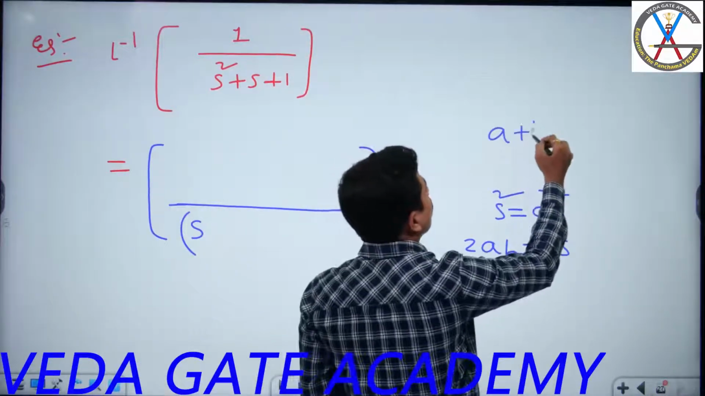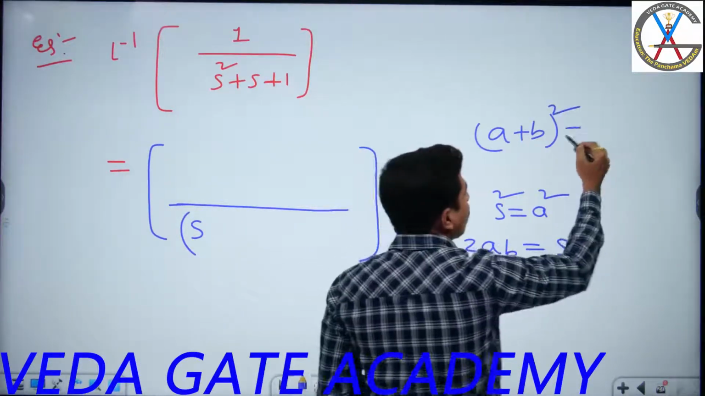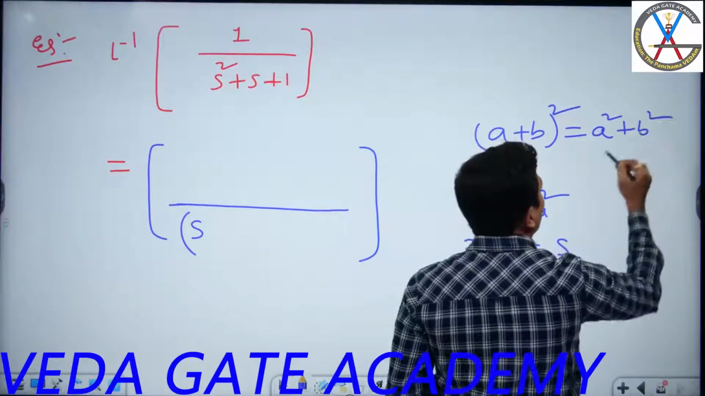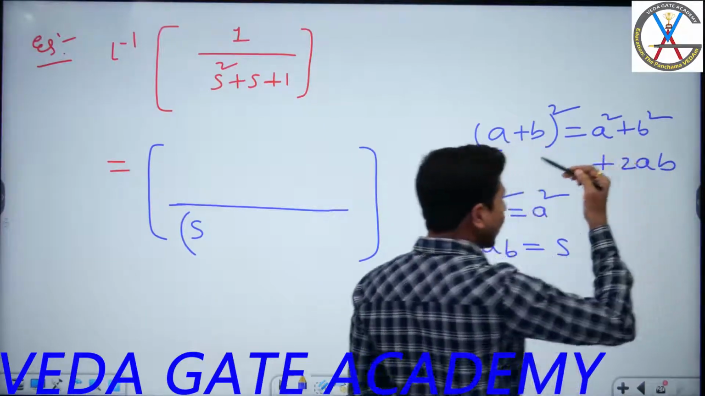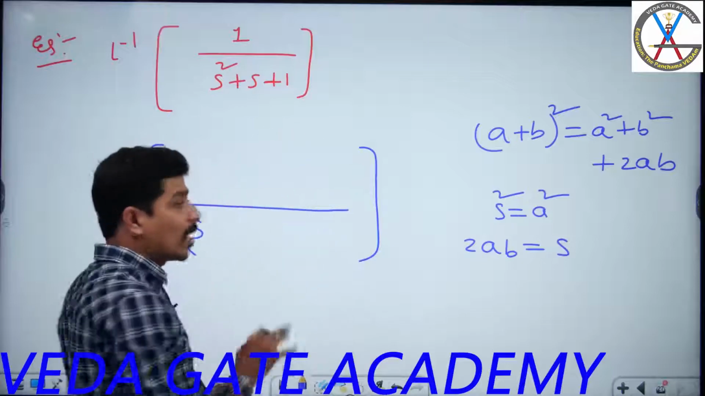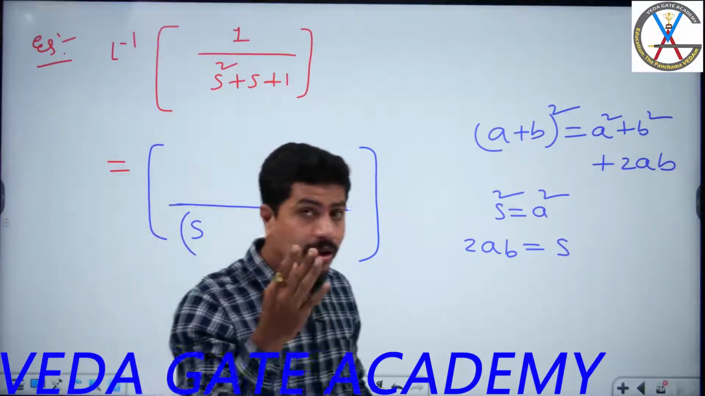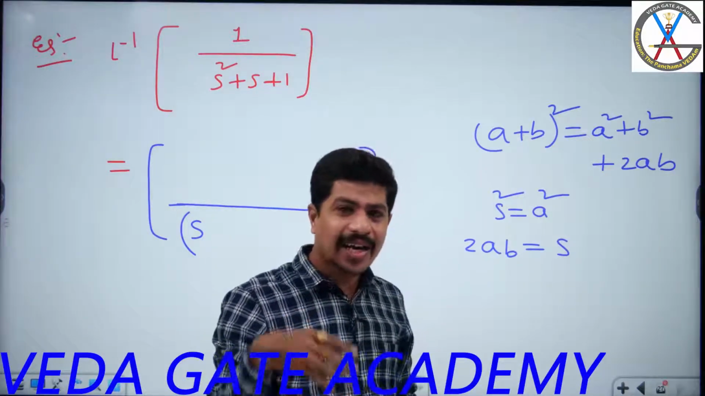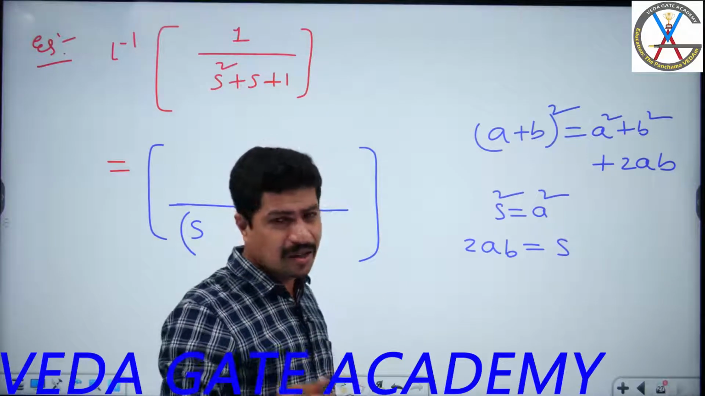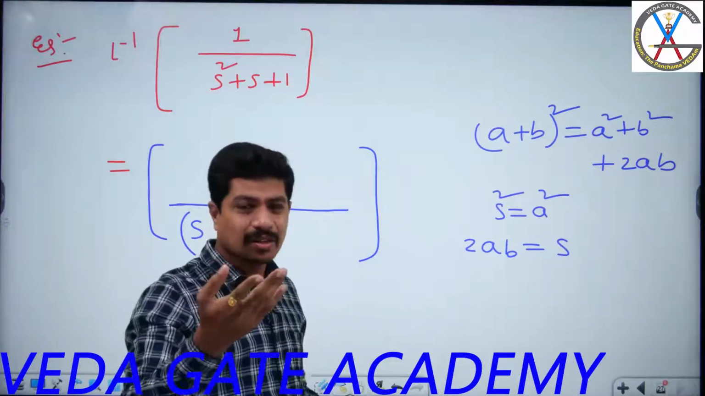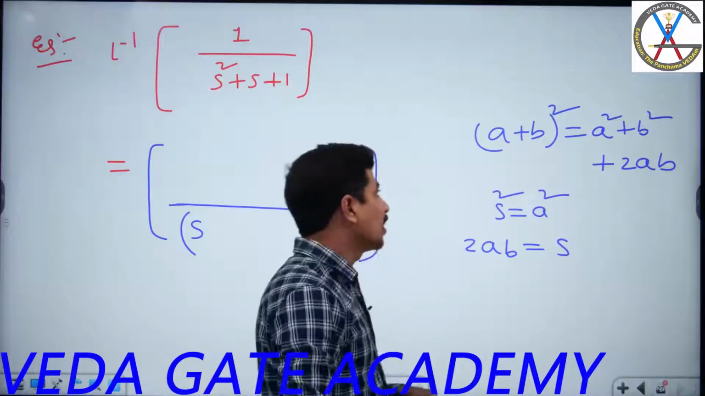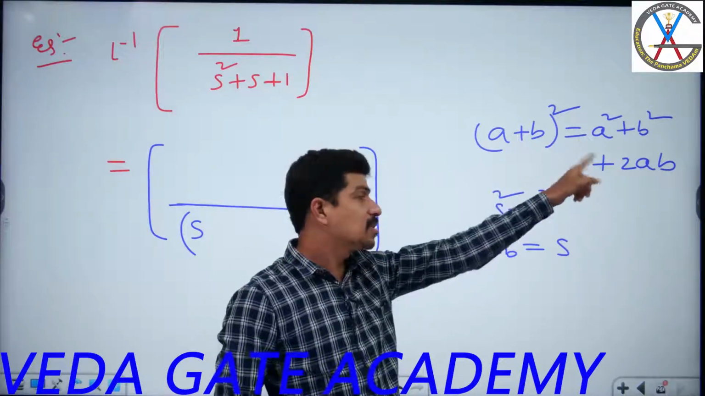A plus b whole square, in this format I am writing, where a square plus b square plus 2ab. Okay, but I am not taking b as 1. Why, sir? Why are you not taking b as 1? A constant I can add or subtract or multiply or divide. I can do anything. But the s term is going to be difficult. That's why a plus b whole square is equal to a square plus b square plus 2ab.